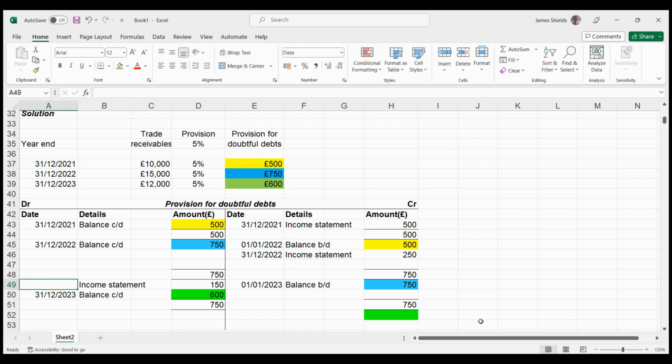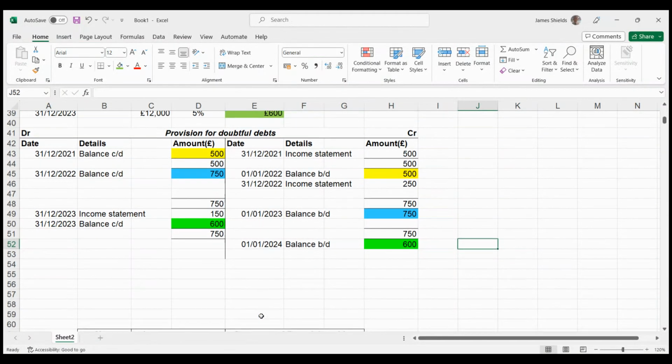At the end of the year, which is the 31st December 23. So what's actually happened here, the provision at the end of last year of 750 has been reduced by £150 to £600. So that's going to go in our income statement on the credit side. So the final bit now is we've got a balance carried down on the 31st December 2023. So that means the next day, the 1st of January 24, we have balance brought down on the credit side of the same amount, £600.